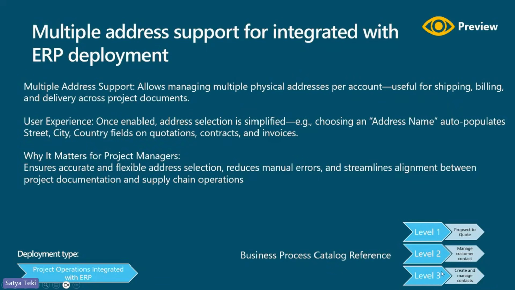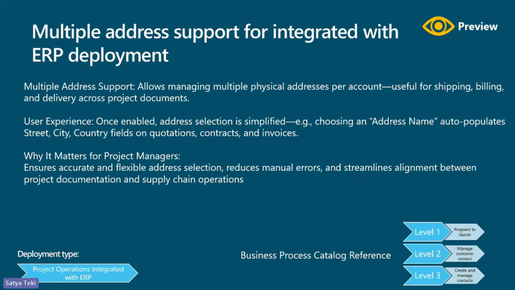Previously, project operations didn't support adding multiple addresses for customers, vendors, or contacts. Users also had to enter addresses separately in Dynamics 365 customer engagement and finance apps, which often led to duplication and errors. With this feature, you can now maintain multiple addresses, such as delivery or invoice addresses, directly in project operations. These addresses synchronize automatically with Dynamics 365 Finance through dual write, ensuring consistency across all applications.